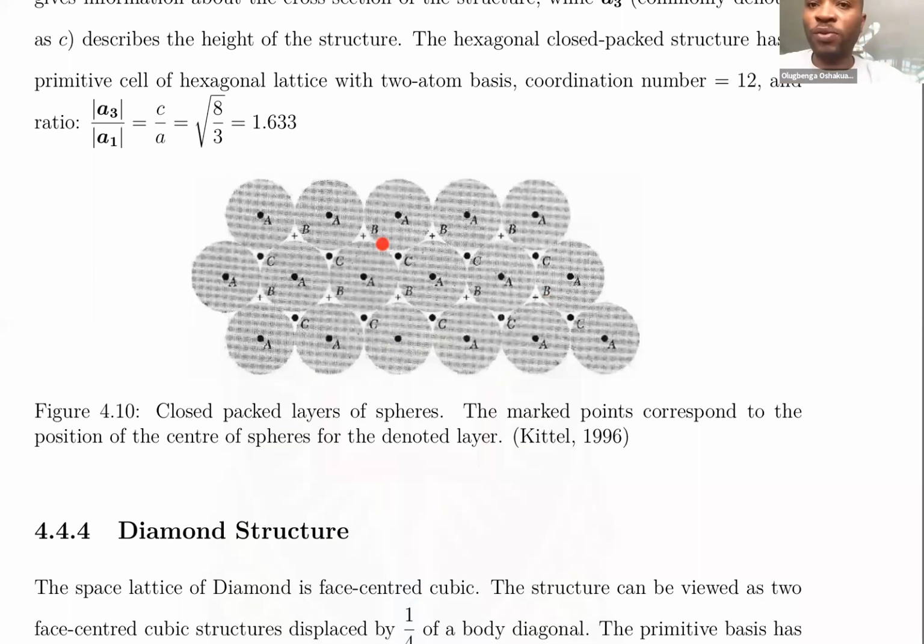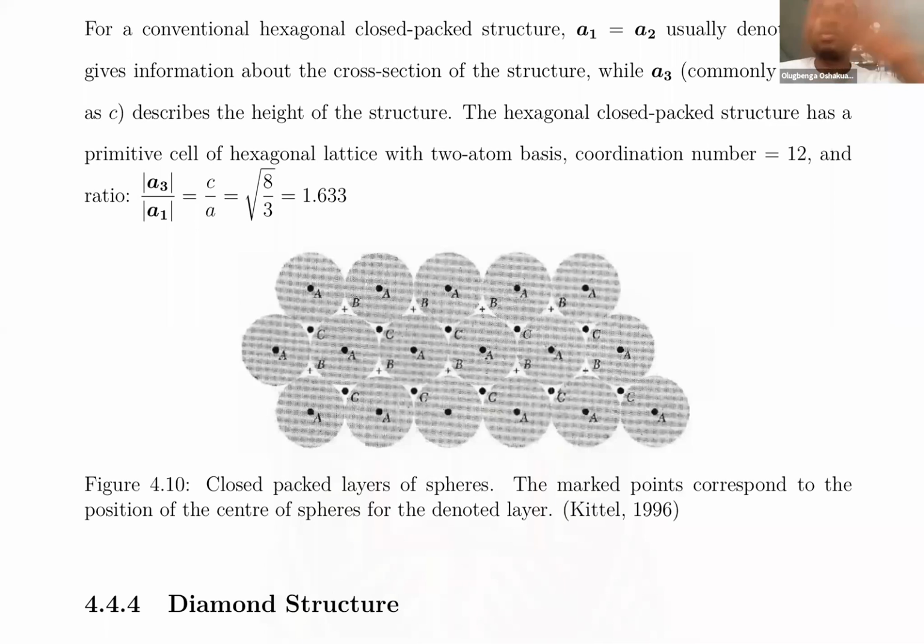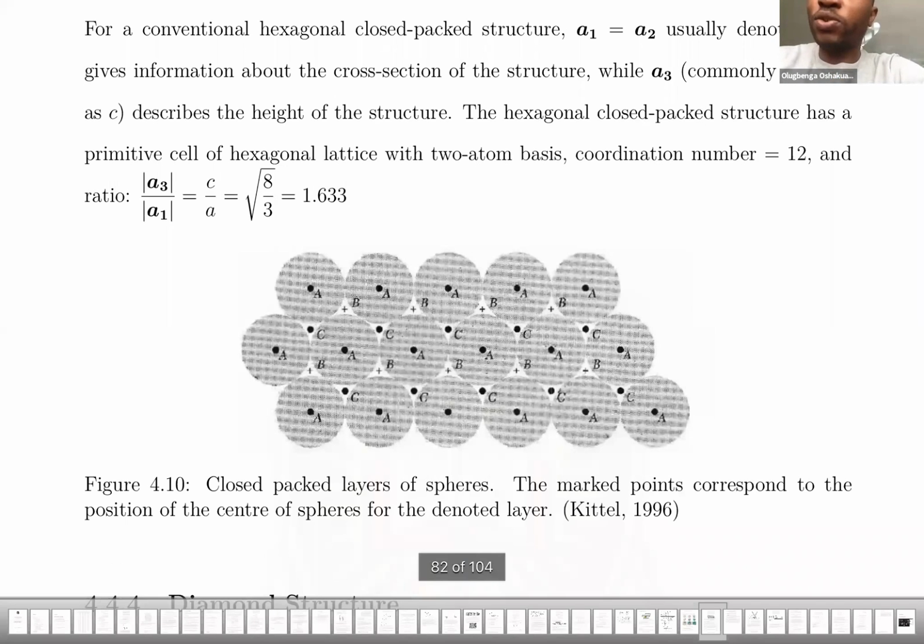So if you want to play with the mathematics, the coordination number is 12, and also the ratio of the height to the lattice constant. The lattice constant here will be from this point to this point. The length here is lattice constant A1, and having constructed this, when you make 3 layers, it will have a height. The ratio of the height, C over A, that is modulus of A3 over modulus of A1, will give you 1.633, which is obtained from root 8 over 3. So if you want to play a game, you can do that to obtain this 1.633.